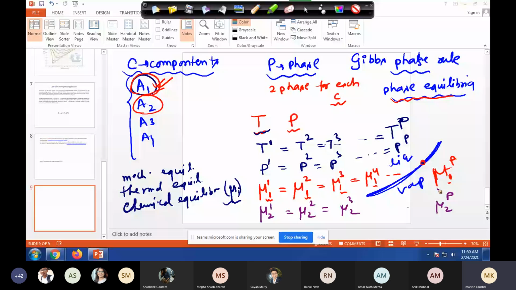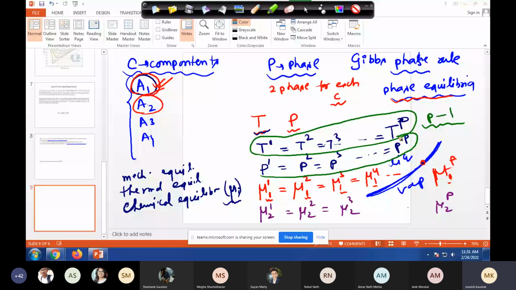Right. So let's count the number of equations. How many equations do we have here? P minus 1. If you have two phases, you write T1 equal to T2, so one equation, one less. For this also, we have P minus 1. For this also, P minus 1, and so on.